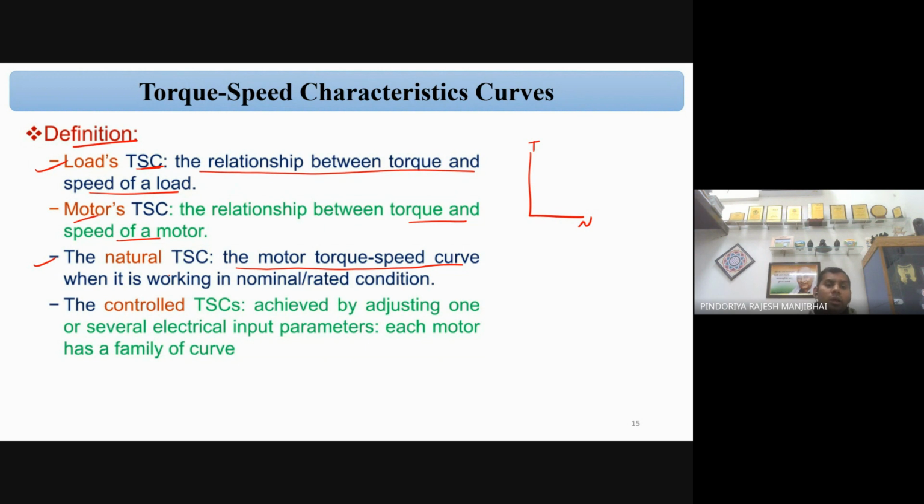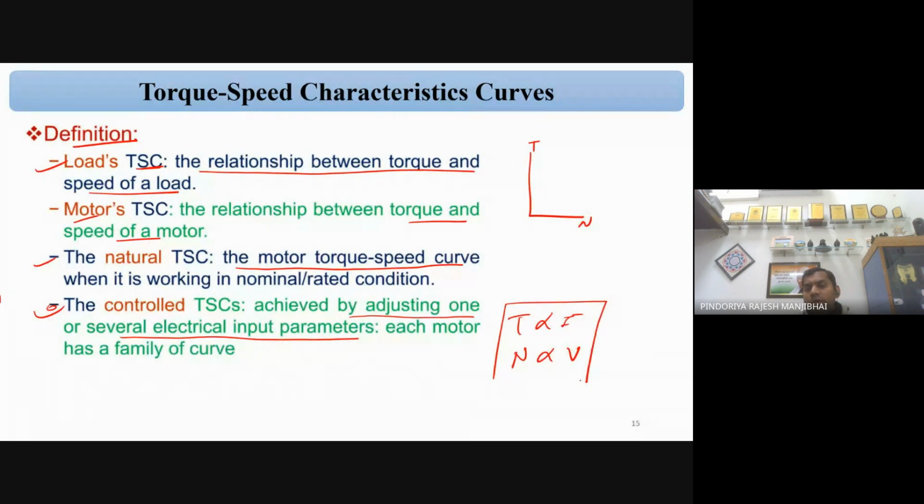And then the controllable one. Controllable torque speed characteristic is achieved by adjusting one or several electrical input parameters. It means we already know, suppose you want to control the speed, suppose you want to control the torque, then torque is directly proportional to the current and speed is directly proportional to the voltage.